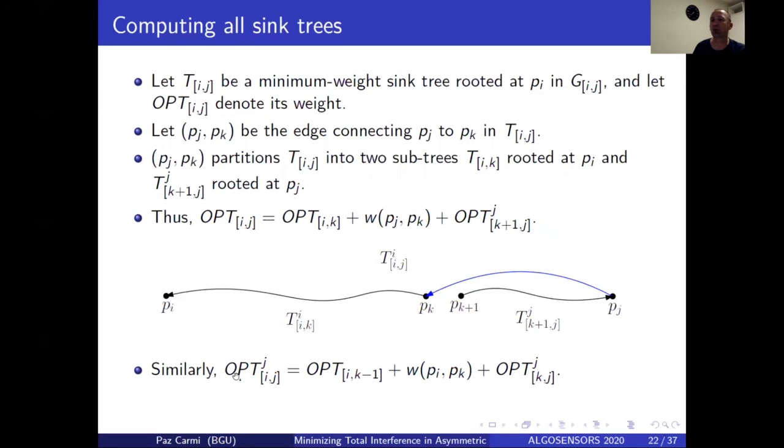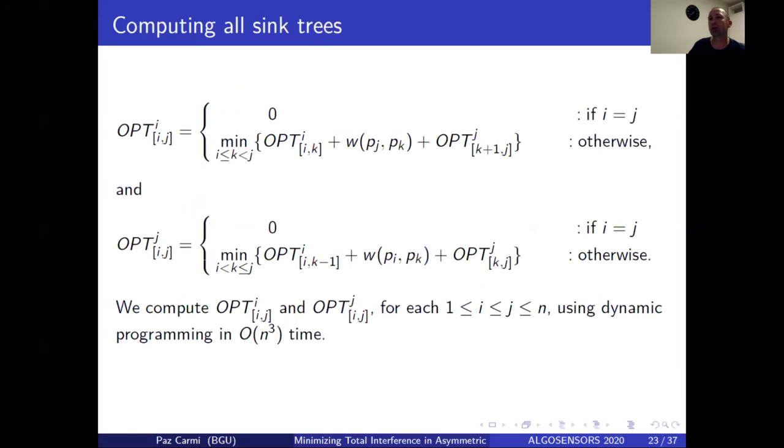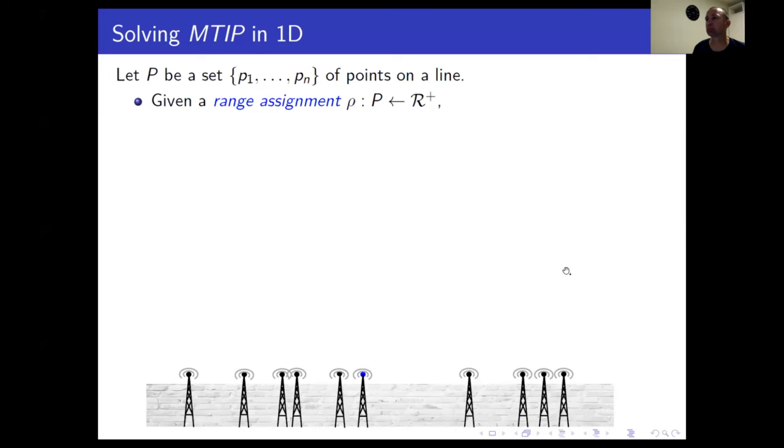Symmetrically, if we wanted to compute opt_ji, like the optimal sink tree from PI to PJ when the sink is J, then it's equal exactly to the same idea. We look at the edge, and we add this edge, and it's opt of i to k minus 1 plus opt of k to j. Then we can use dynamic programming to solve this problem, and this would take O of n cubed, just considering all i, j. This is the way we compute our dynamic programming. So we saw how to compute all the sink trees.